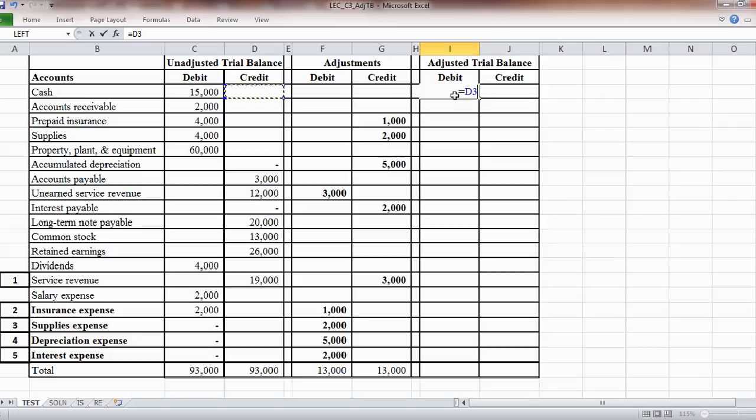So this ending balance of cash is going to be, for every ending debit balance, you start with its beginning debit balance, add any debit adjustments, and subtract any credits. So that's 15,000, and I'm going to copy this formula. Now here is accumulated depreciation, a normal credit balance. So I have to add its beginning balance plus any credit changes minus any debit changes. And so its ending balance is 5,000.